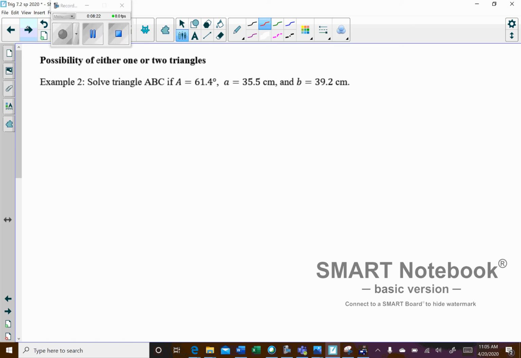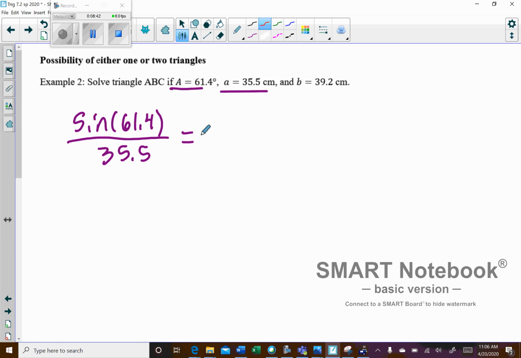Now here is an example where we could have one or two triangles. Okay, so once again, we do this the same way we just did the other one. So let's see, we're given angle A and side A. So we'll set up our ratio. Once again, it doesn't really matter. I could put sine on top or bottom. So 61.4 over 35.5, as long as you're consistent. And then that's equal to, once again, I don't know the angle, so we'll put sine of B over 39.2. Okay.